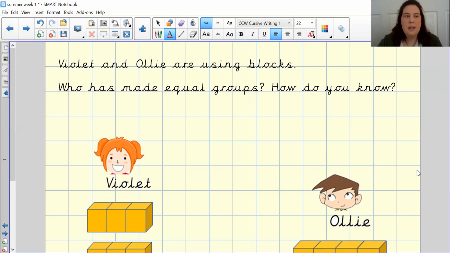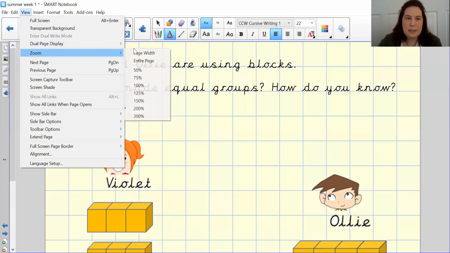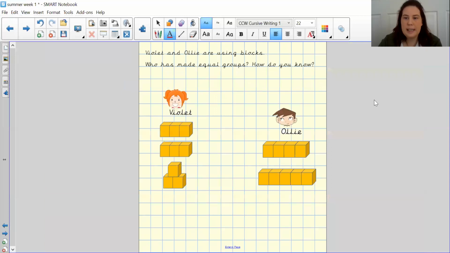So I'm going to go back to my screen being a little bit smaller for us to get everything on our page. So Violet and Ollie are using blocks. Who has made equal groups? How do we know this? So how do you think we could solve this problem? Talk to your mummies, daddies, your brothers or sisters, or even your teddies if you have some by you.